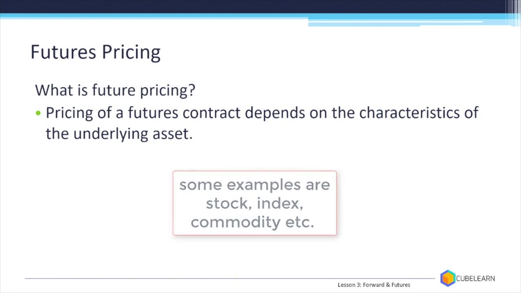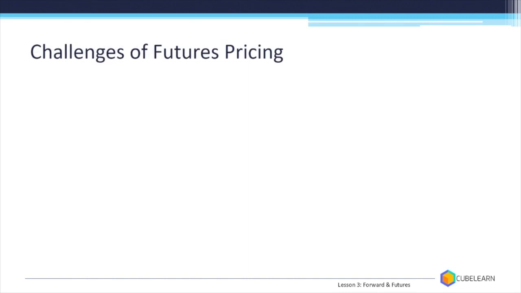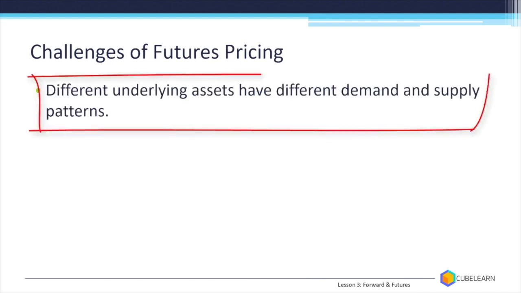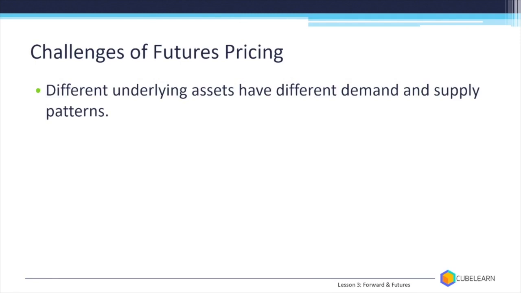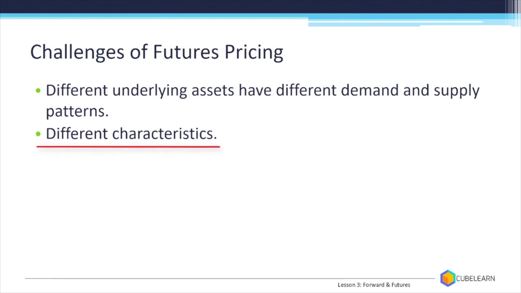Deriving a common rule for future pricing is a challenge, as the underlying asset could be shares, bond, commodity, or index. Each has a different demand and supply pattern, and projecting a common pattern for them is not possible. All of the above financial instruments have different characteristics to fulfill different needs for different classes of market participants, and will definitely have different cash flows.